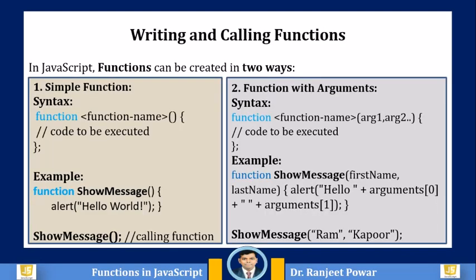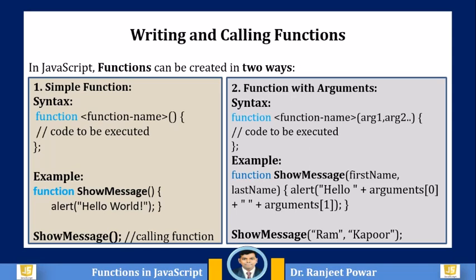The next part is how to write and call the functions. JavaScript allows us to define our own functions as per our requirements. Let's understand how to create our own functions. In JavaScript, functions can be created in two ways: a simple function or a function with parameters. A JavaScript function can be defined using the function keyword.